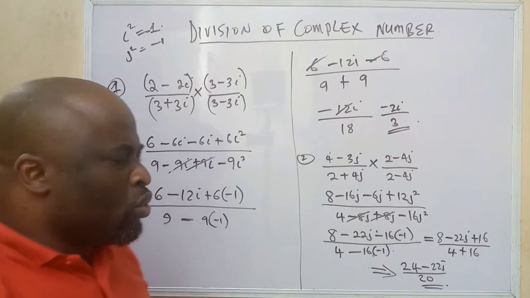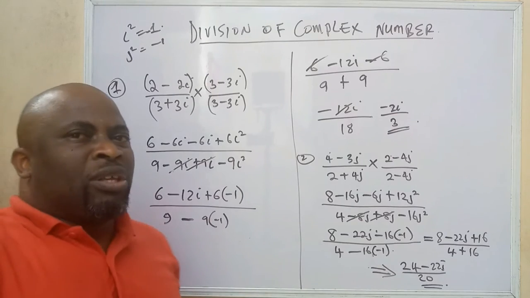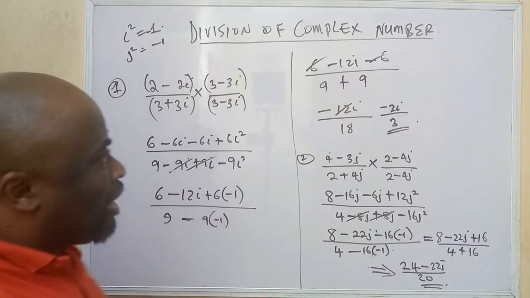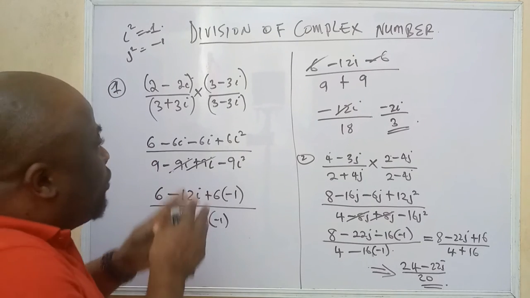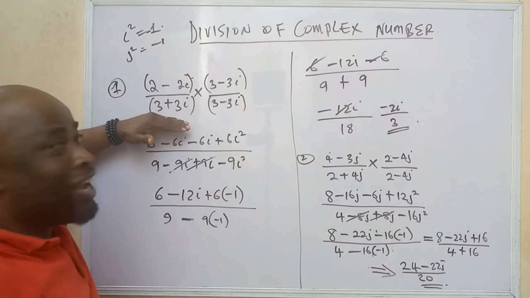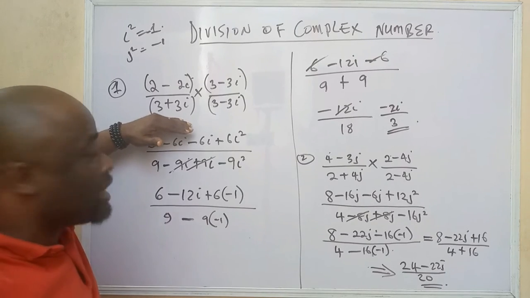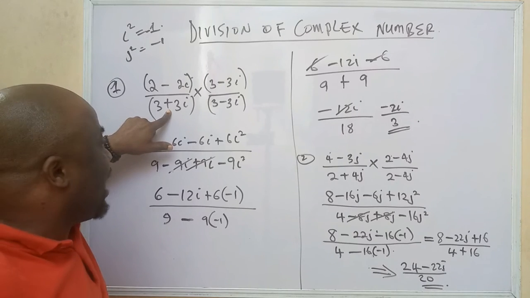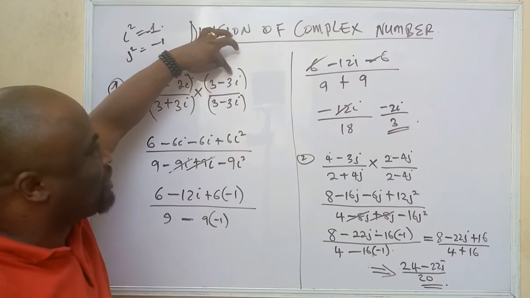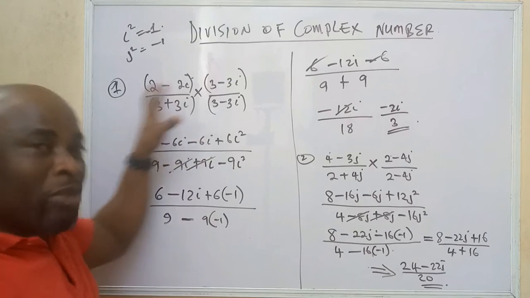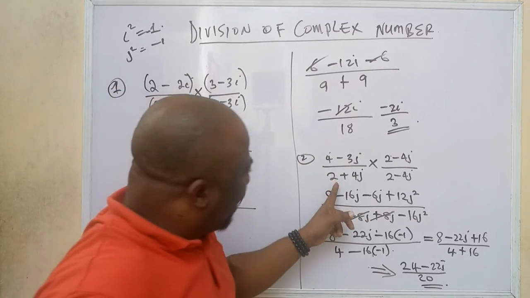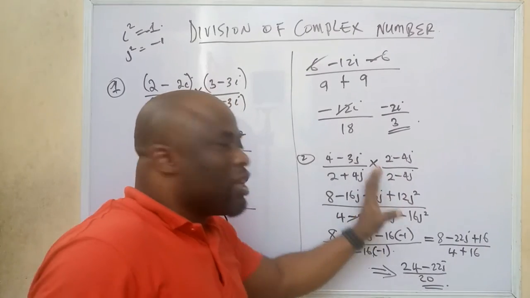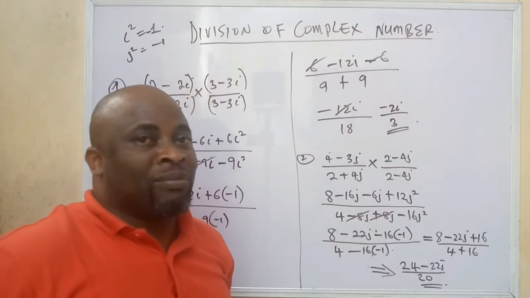So when you have to do division of complex numbers, you must know how to multiply complex numbers. What you can see on the board, the only thing we did here is that whatever you have at the denominator, you find the conjugate of it. The conjugate simply means that you are changing the sign you have here. So here you have 3 plus 3i, so it becomes 3 minus 3i over 3 minus 3i, then you multiply. Here we have 2 plus 4j, so it's changed to 2 minus 4j over 2 minus 4j, then you multiply to arrive at your final answer.